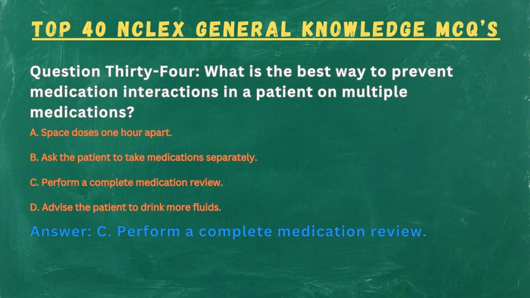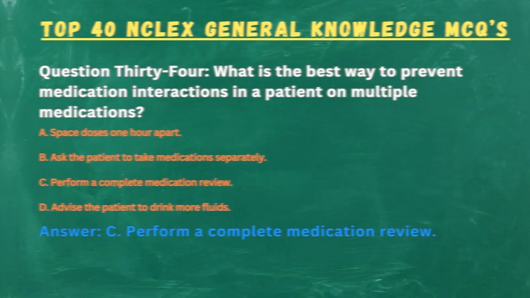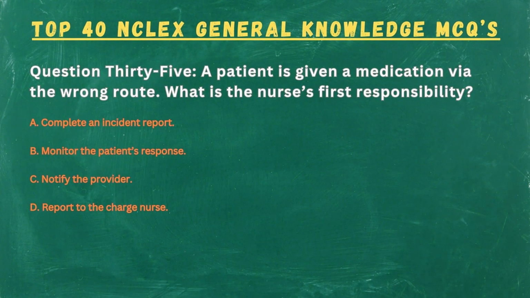Answer: C. Perform a complete medication review. Question 35. A patient is given a medication via the wrong route. What is the nurse's first responsibility? A. Complete an incident report. B. Monitor the patient's response. C. Notify the provider. D. Report to the charge nurse.